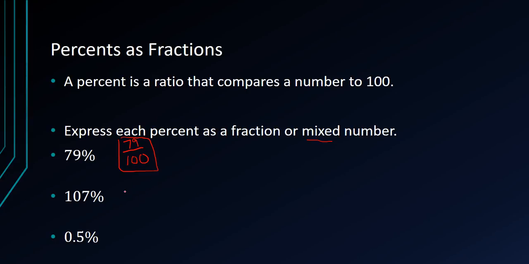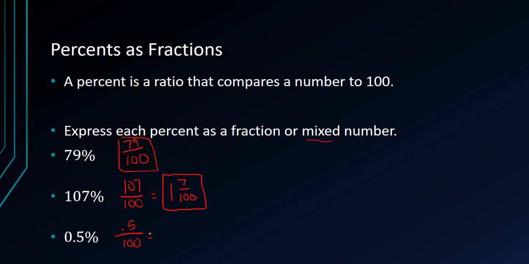So 107%, 107 out of 100, sorry. 100 goes into 107 one time, and we have 7 left over. So 1 7/100ths. And the last one, 0.5 out of 100.